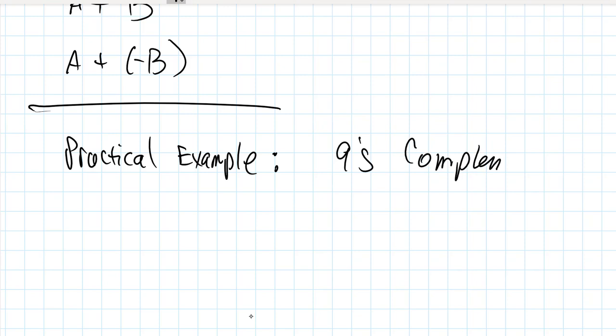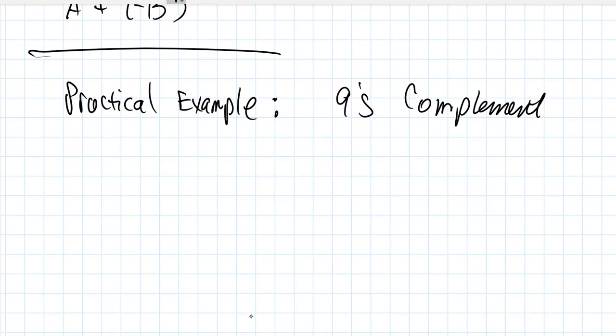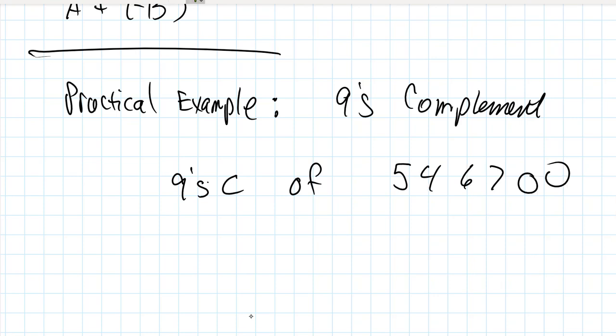So this 9's complement would look something like this. I'll use 9's complement, abbreviate it like this. The 9's complement of 5, 4, 6, 7, 0, 0 would be those numbers which would complete this range of values. Ultimately would take this addition up to 9. So the 9's complement of 5, well, 4 more would take us up to 9. The 9's complement of 4, 5 more would take us to 9. The 9's complement of 3, of 6 is a 3, the 9's complement of 7 is a 2, and so forth. So therefore we end up with a 9's complement.